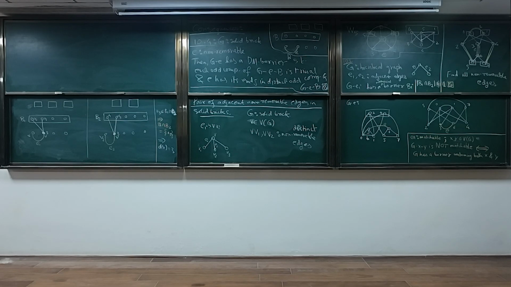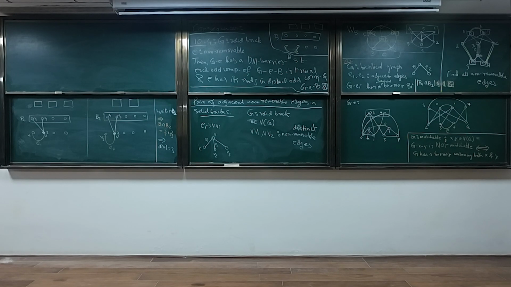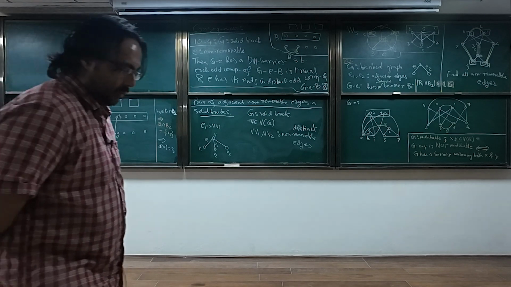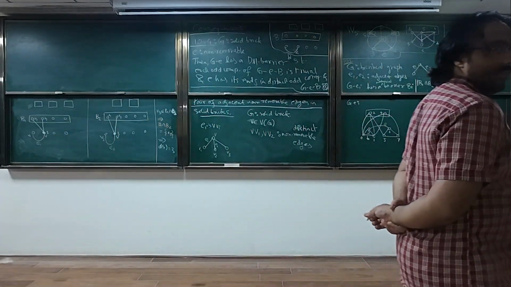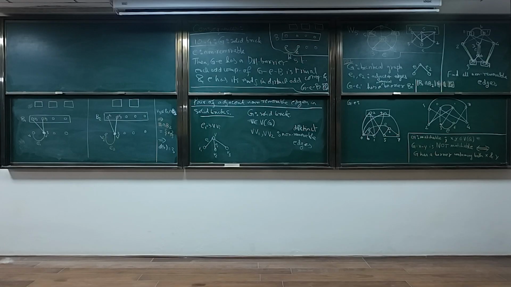For any two barriers, B1 and B2, not just this B1 and B2, for any two barriers B1 and B2 of G minus E1 and G minus E2 respectively, we know that the intersection is at most 1. Yeah? Using that, can you get more information?